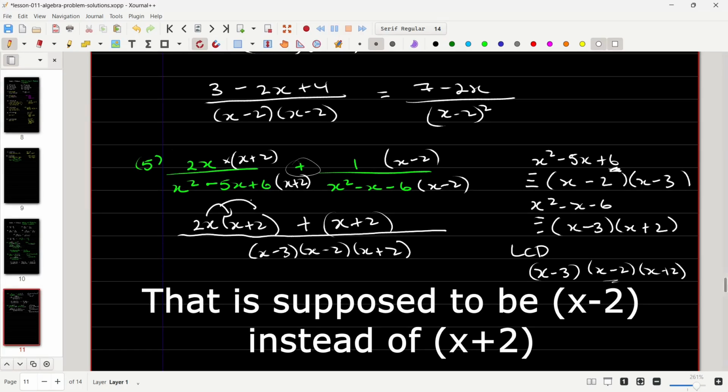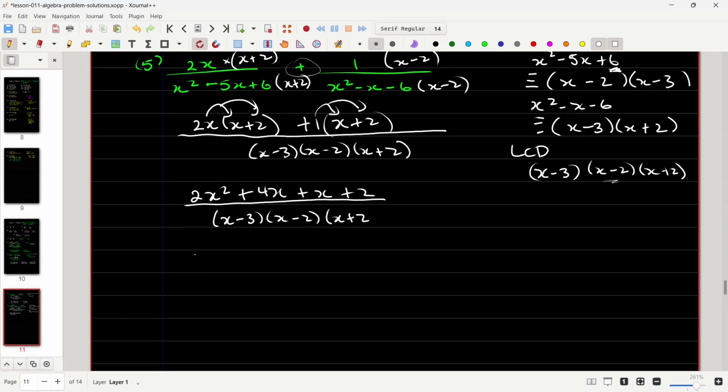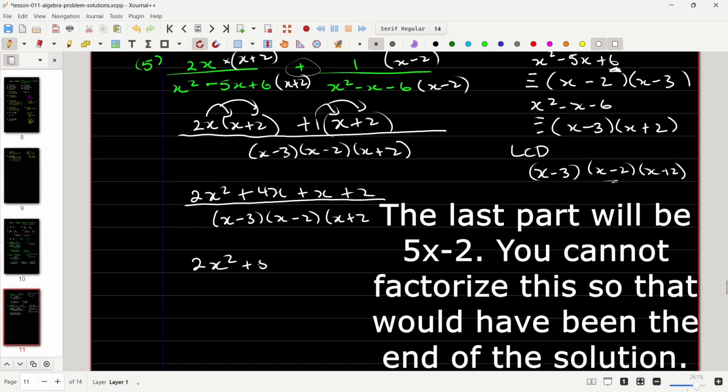So I expand this with the distributive law. I can expand this as well with the distributive law because this is understood as a positive 1 in front of here. So we're looking at 2x squared plus 4x plus x plus 2, all over (x minus 3)(x minus 2)(x plus 2). When we finish this, we're going to get 2x squared plus 5x plus 2, all over (x minus 3)(x minus 2)(x plus 2).